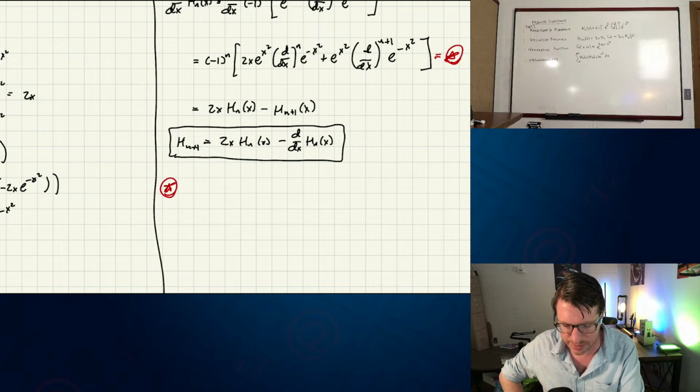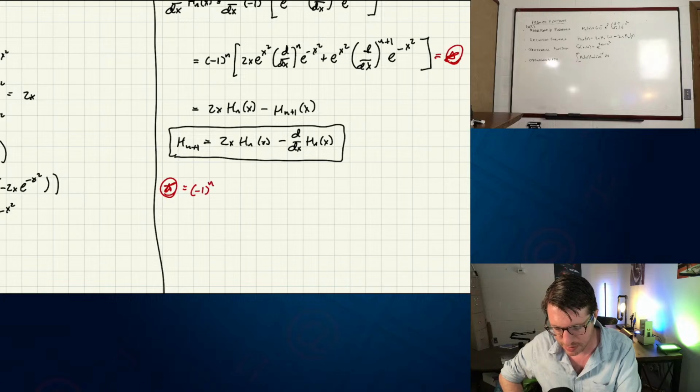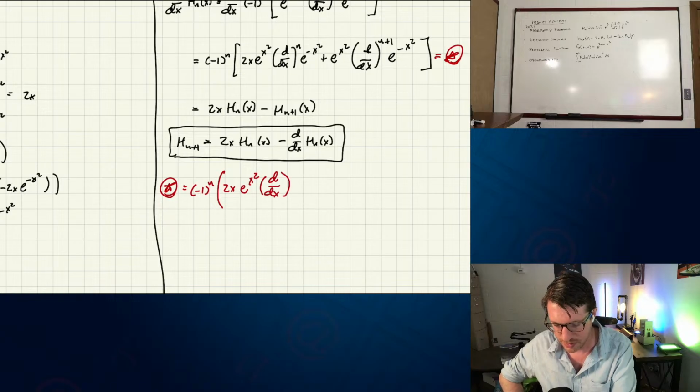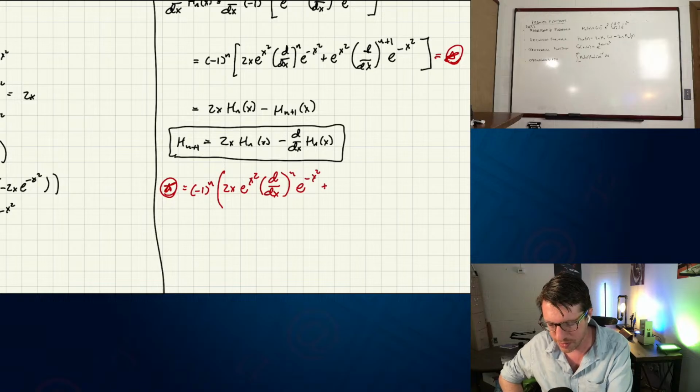And so what I'm going to do then is go ahead and take one derivative here. So this becomes (-1)^n, and we have 2x e^{x^2} times d/dx to the n of e^{-x^2}. And then we're going to have plus e^{x^2}.